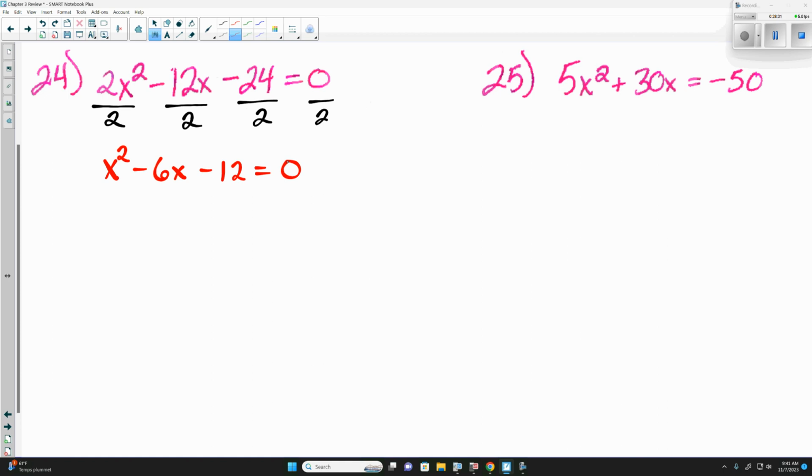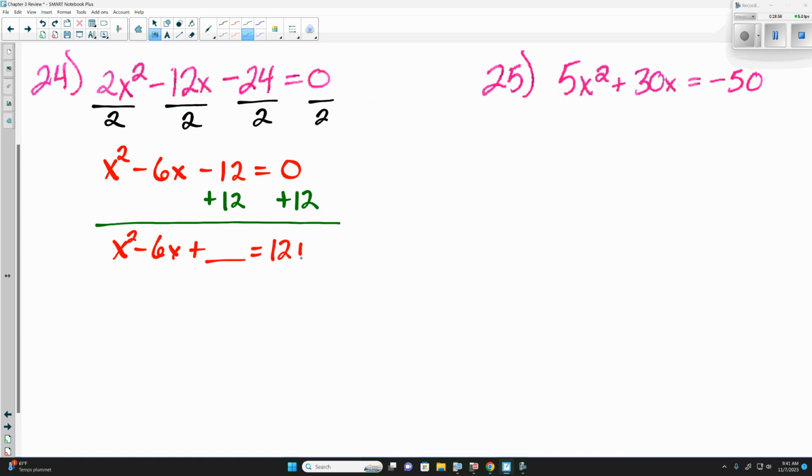Okay, good. Takes care of step 1. Step 2, get the variables by themselves. All that means is that we have x squared and negative 6x on one side, or 12 we need to get on the other. And we also are going to leave 2 spaces. So we're going to add 12 to both sides. So I'm going to say we have x squared minus 6x plus blank is equal to 12 plus blank.